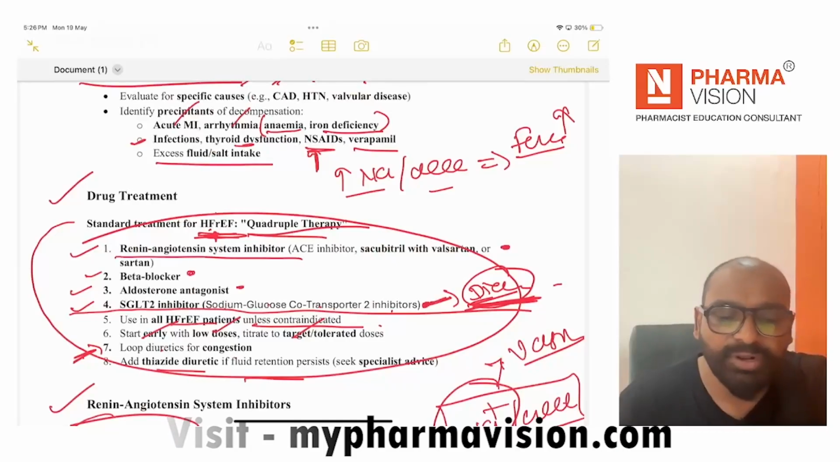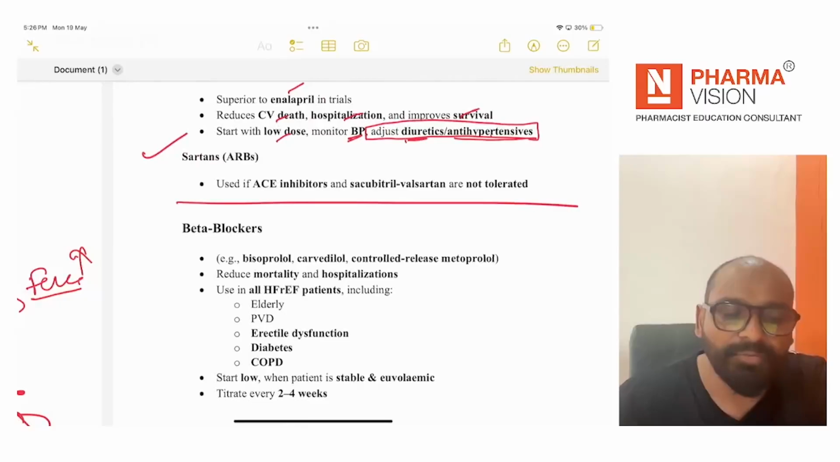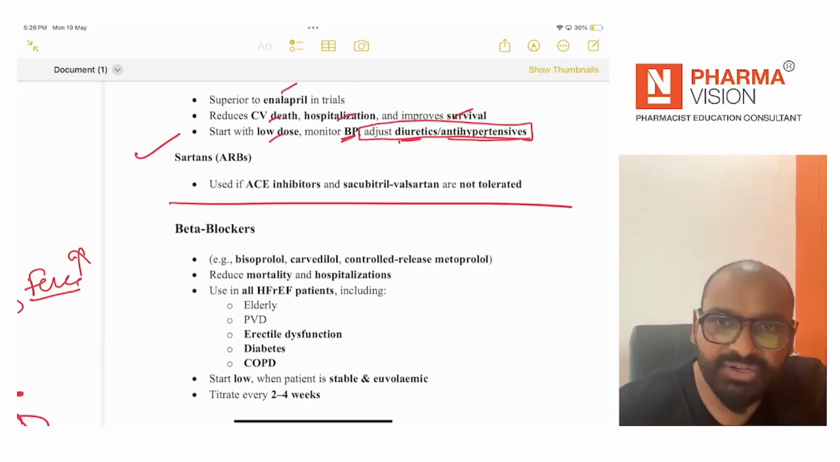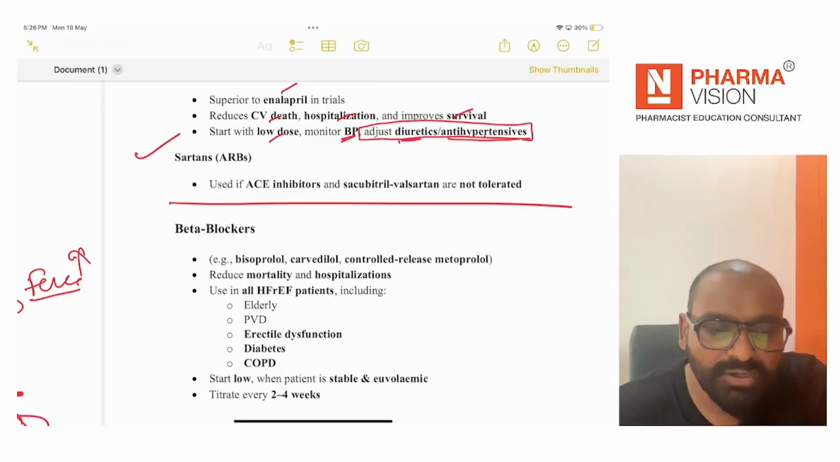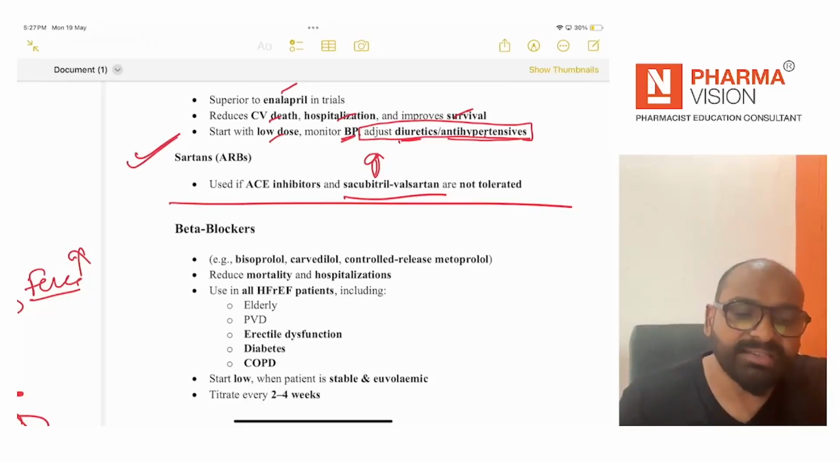Okay, so these are the 3 different medications that came from which group of medication? Renin-angiotensin system inhibitors. So we have to select any of these medications. The first line medication considered is the ACE inhibitors. If the ACE inhibitor is not tolerated by the patient, in that situation sacubitril with valsartan combination. Nowadays this combination is more commonly used, and if the patient does not tolerate either of the medications, then we can start with the other sartans.